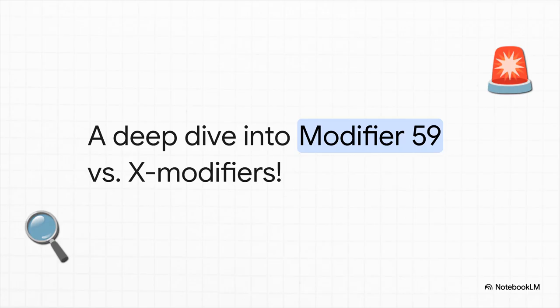We're going to do a high-risk deep dive into the Office of Inspector General's most heavily audited code, which is Modifier 59, and exactly how to safely use the XEPSU modifiers instead.